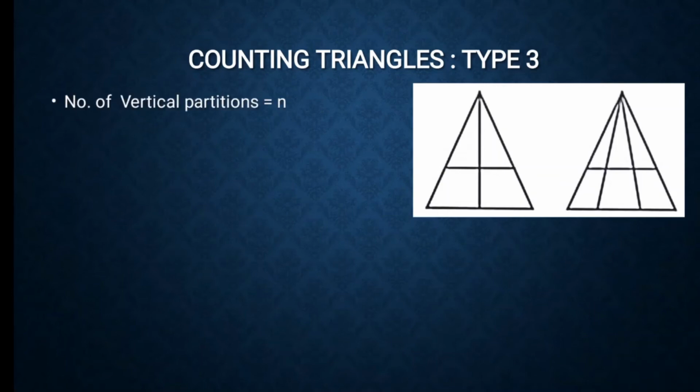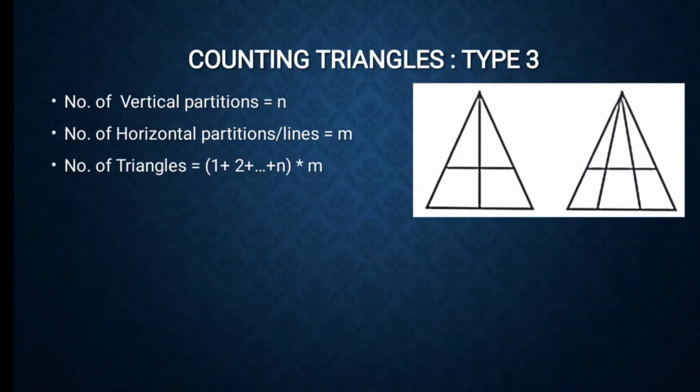Now what do I do? Again you count the number of partitions in such a case. So the number of vertical partitions I am taking as n, and the number of horizontal partitions or horizontal lines I am taking as m. Now what you have to do, to count the number of triangles, is multiply the type 1 and type 2 answers.